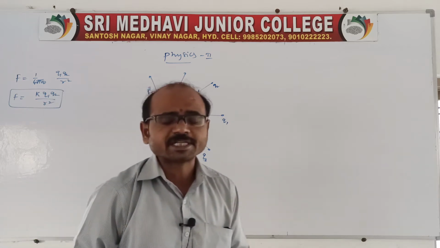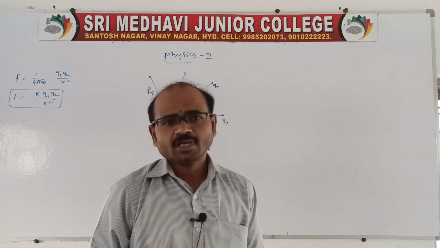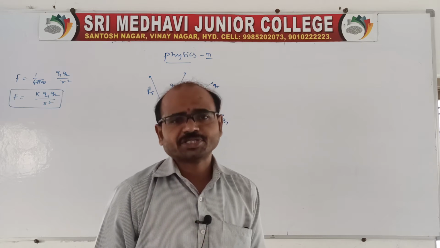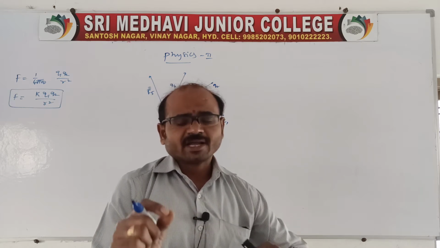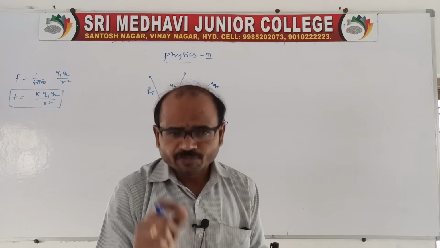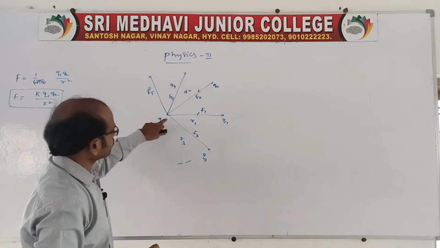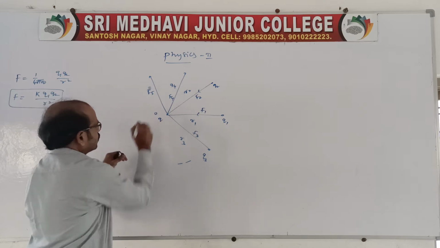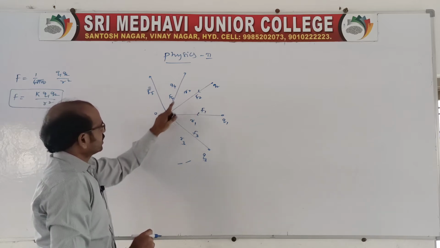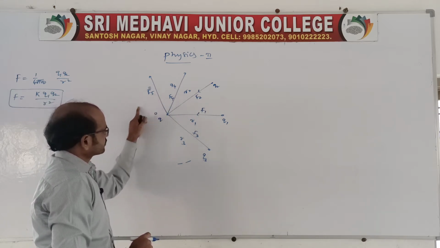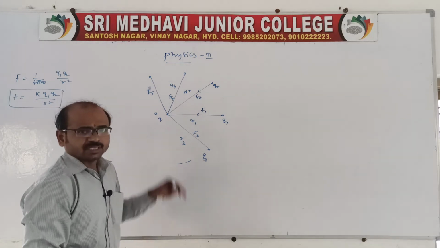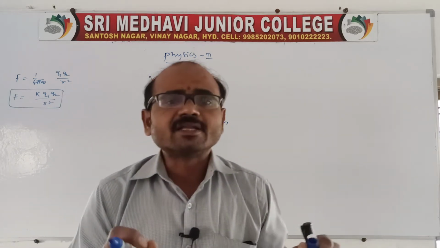We can also call it the principle of superposition. In the previous chapter also I told you very clearly about the principle of superposition. It's nothing but what? If a number of forces are acting simultaneously at one point. You look here, F1 is acting at this point, you say it is point O, and F2 is also acting, F3 also acting, F4, F5, F6 and so on, simultaneously acting at one point O. Therefore, at that point we will get the resultant force.